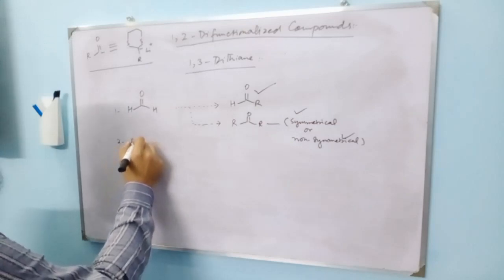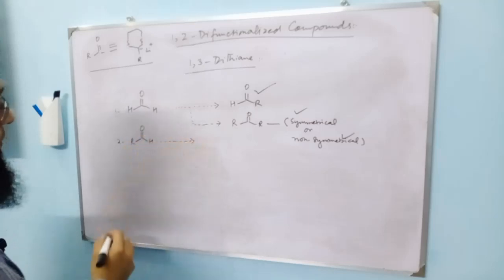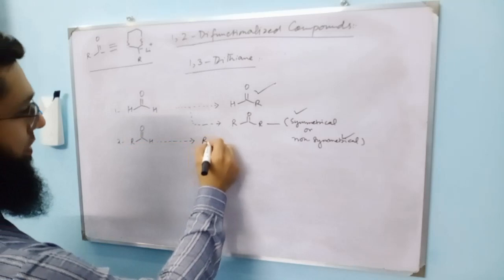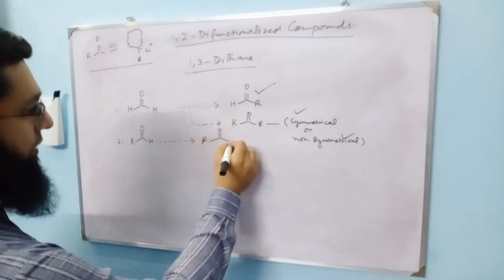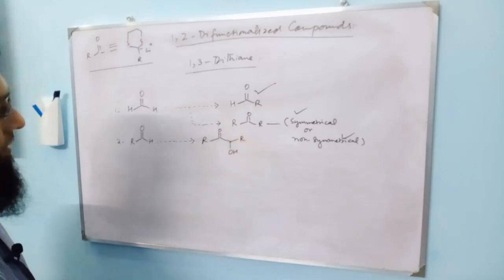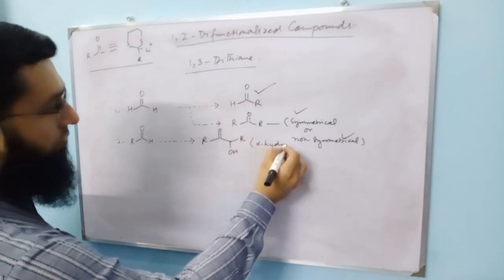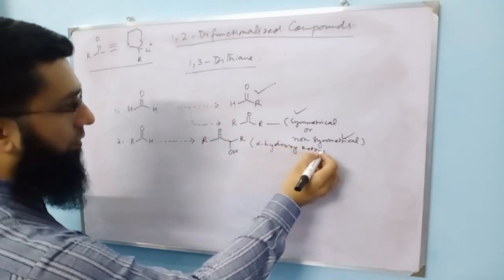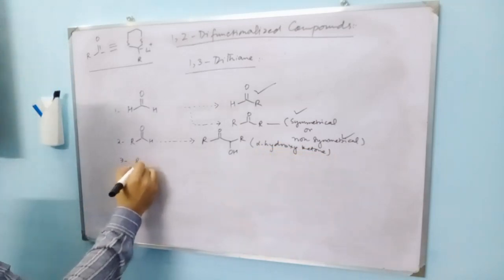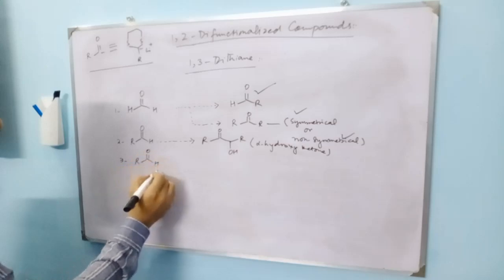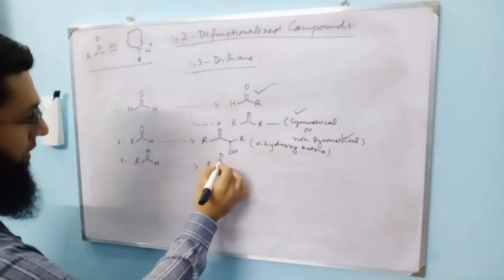Second is the conversion of aldehyde into alpha hydroxyketone. This we have studied. And then the third one is the conversion of this aldehyde into alpha diketone.